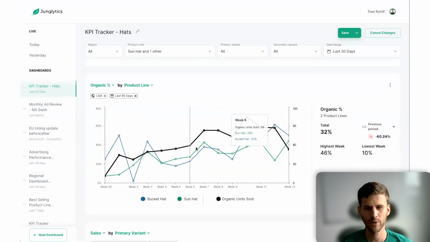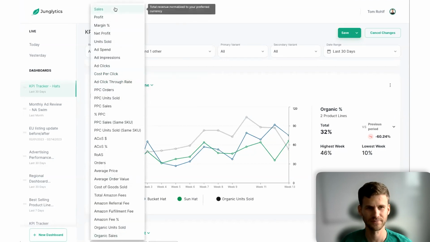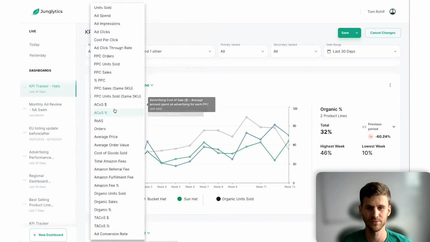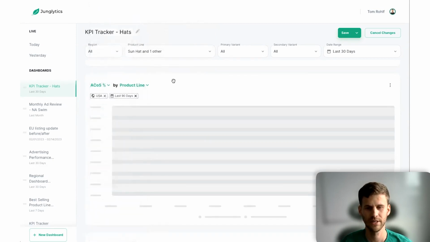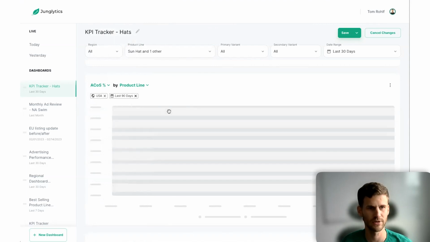While we're there, I'll explain a little bit about customizing cards. So every card has a few drop downs on the front of the card. This one is organic percent by product line. But if we wanted to customize this experience to look at something else, we can just click here and look at all the metrics that we can choose from. If I wanted to change this to, say, ACoS percent, I could do so. And in real time, that card will update to show ACoS percent for those product lines over that time period. Does that make sense? Yes.